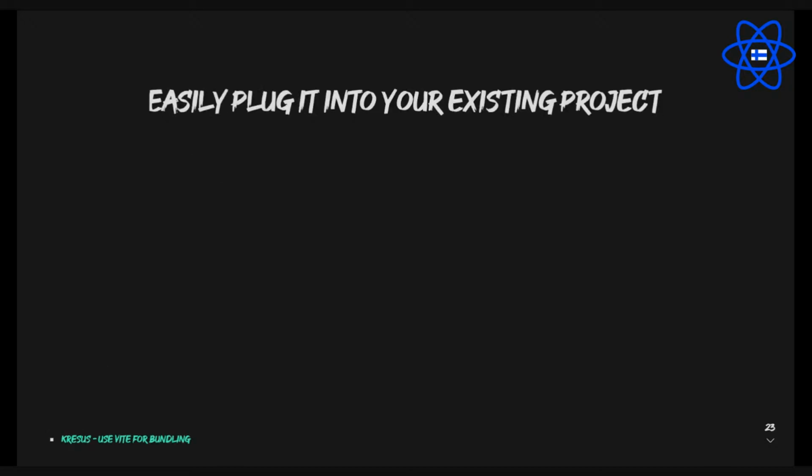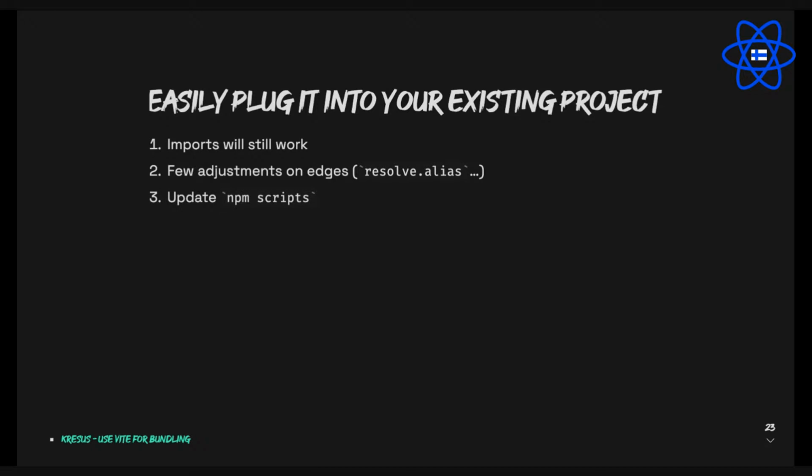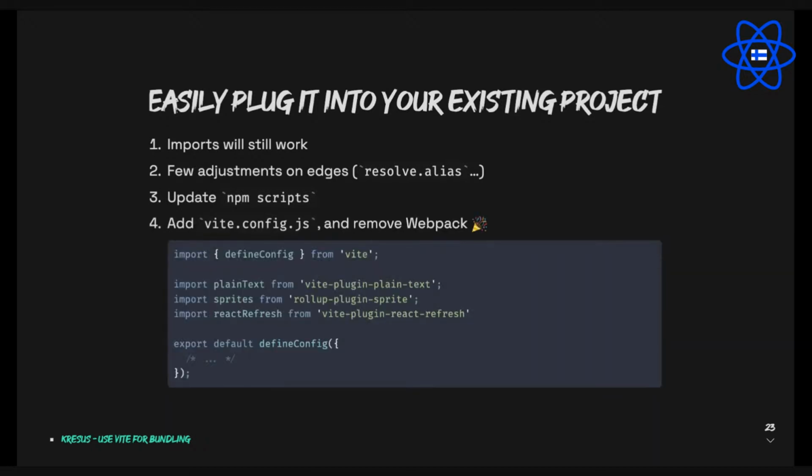And in fact, it's really easy to plug it in your existing project. If you want to do it with Vite, it's really easy to do it. You just have to stick on your existing imports that are working with the ESM modules. You have probably a few adjustments to do on the edges, just to resolve some paths or something like that. Just have to update your npm script and add a Vite config file and remove Webpack.